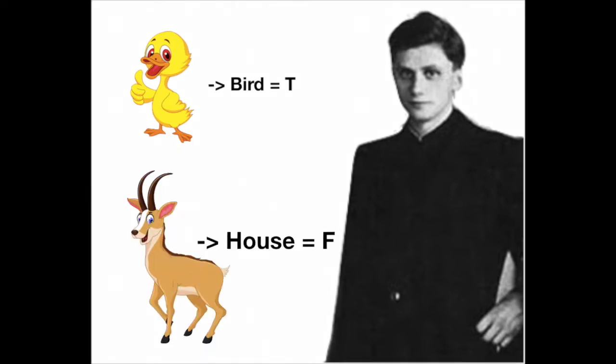For our purposes, a proposition is any sentence or statement that can be assigned a truth value. Truth value simply means whether a proposition is true or false. For example, we would say that the proposition "ducks are birds" is true, whereas the statement "antelopes are houses" is false. Now this may have seemed obvious, but it's about to get a little trickier.